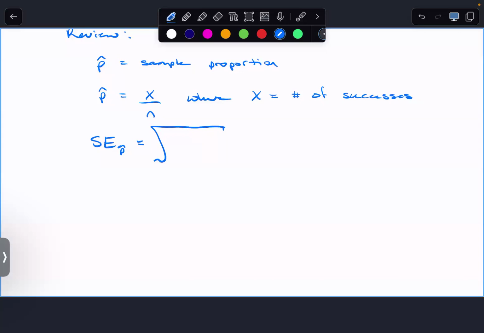The standard error of P hat is the square root of P hat, Q hat over N. This is going to take the place of our standard deviation. It's the standard deviation of sample proportion, which is why we adopt new terminology. But this is really the spread of P hat. It's going to take the place of the standard deviation in the normal distribution.